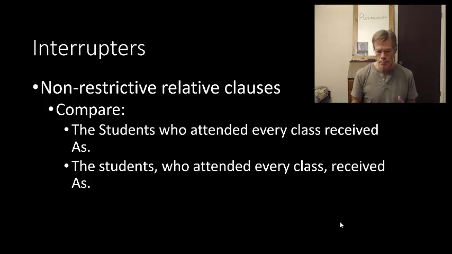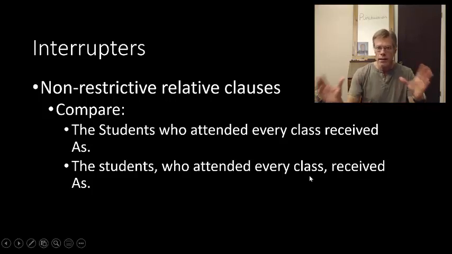In the first one, we're restricting the set to just those students who attended every class. Those are the students who received A's. In the second one, we're saying the students received A's, all of the students. And then we're giving this extra information, they attended every class. It could have just as easily been: the students received A's, they attended every class, but we chose to put a non-restrictive relative clause there instead, keeping it part of the same sentence.